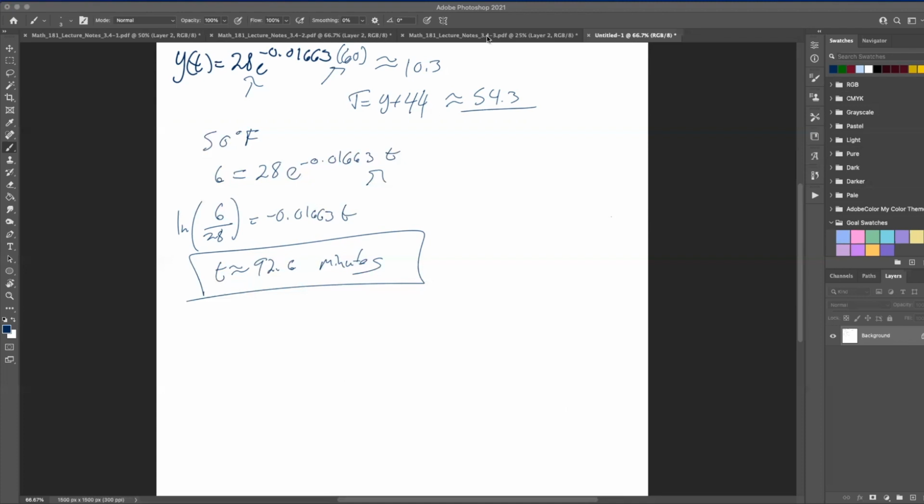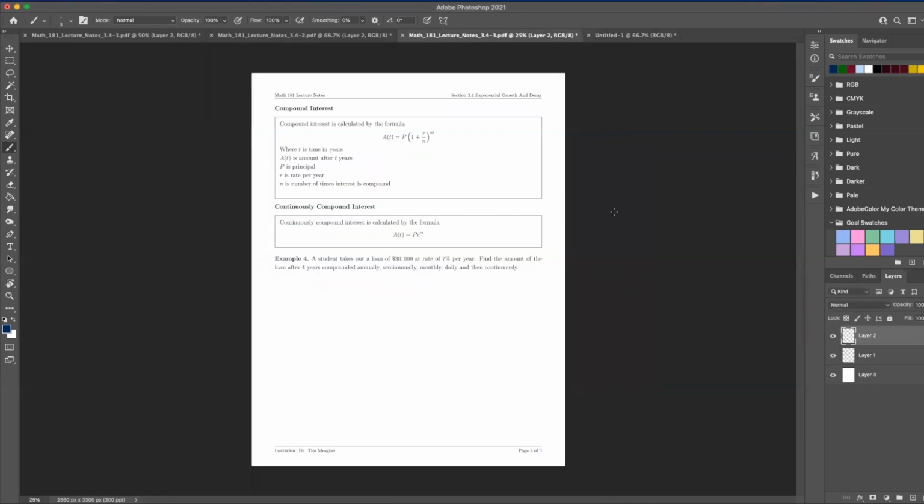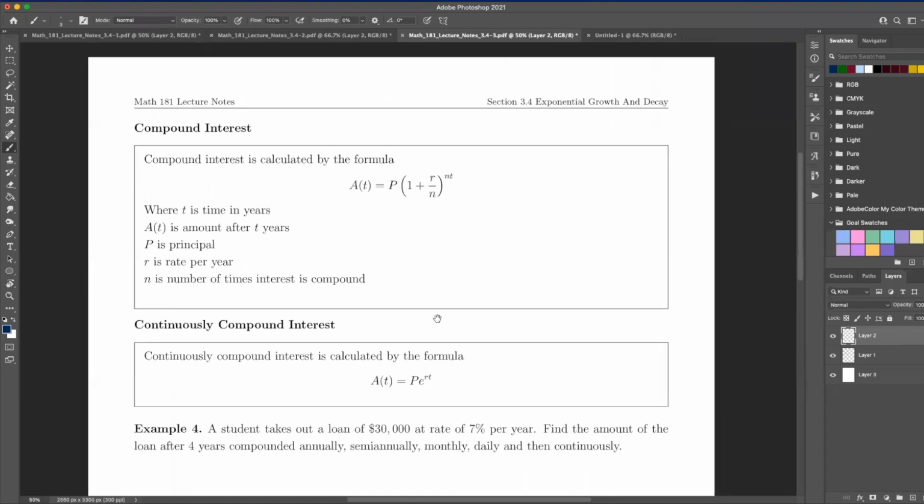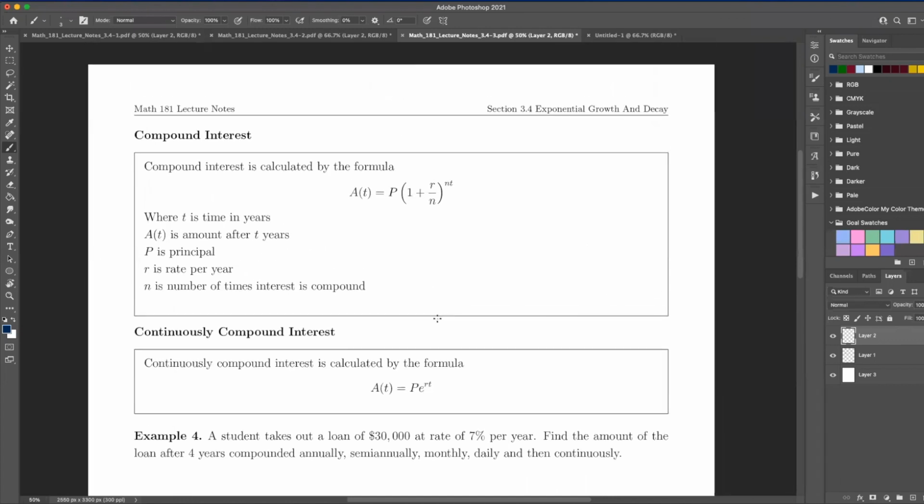Okay, so let's do the last thing, notes. The last thing we want to talk about is compound interest and continuously compounded interest. You've probably worked with these formulas before, but if not, we'll go through it. It's just where your book wants to put it.